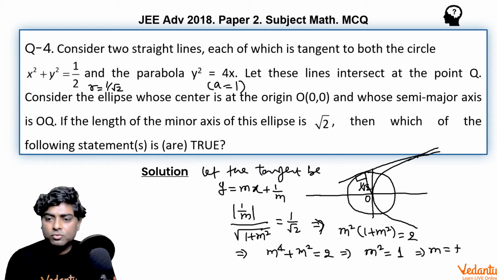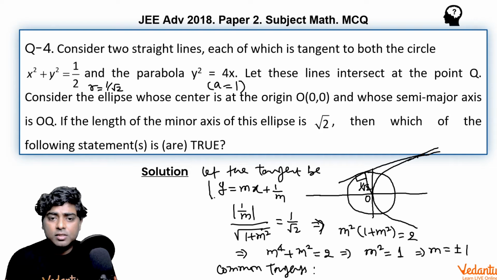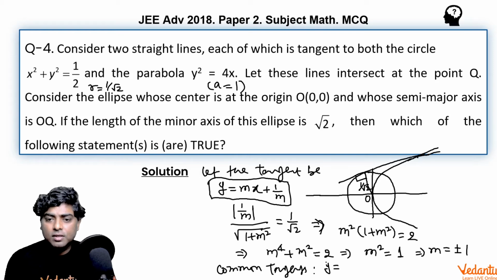We got the two tangents. When you put these values of m in this equation, you'll get the two common tangents: y is equal to x when m is 1, and y is equal to minus x when m is minus 1.